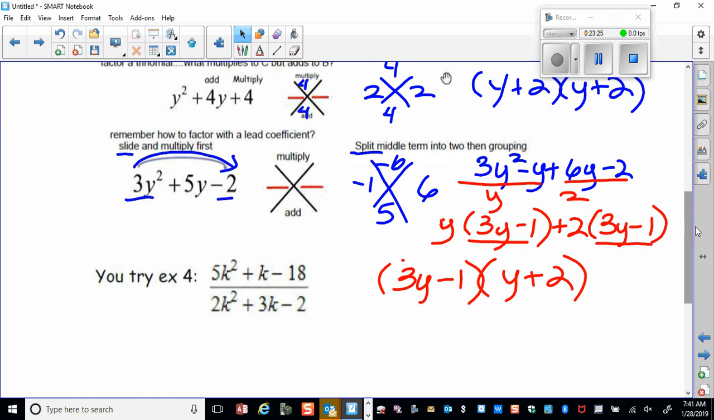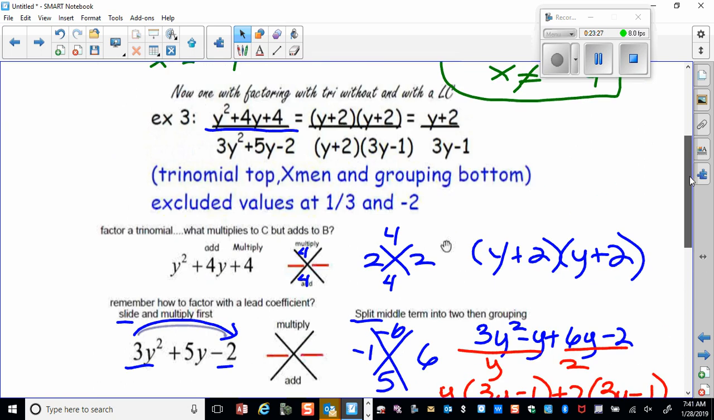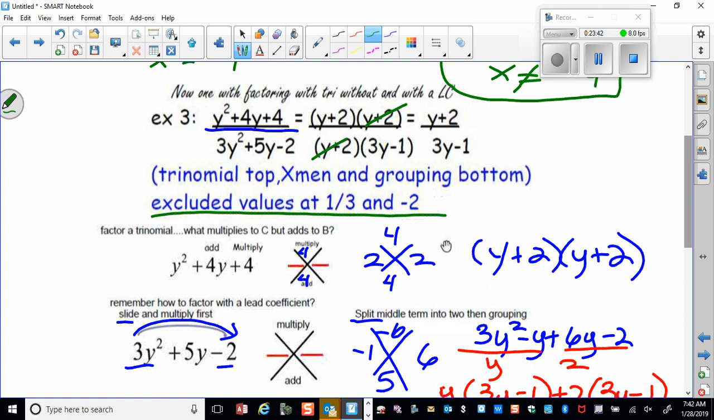And so that was the factoring part of it. And then all you have to do is just cancel out the ones that are the same. All right, so you get the y plus 2 on top and this one here. And then again, going for excluded values, you have to look at each of these factors.